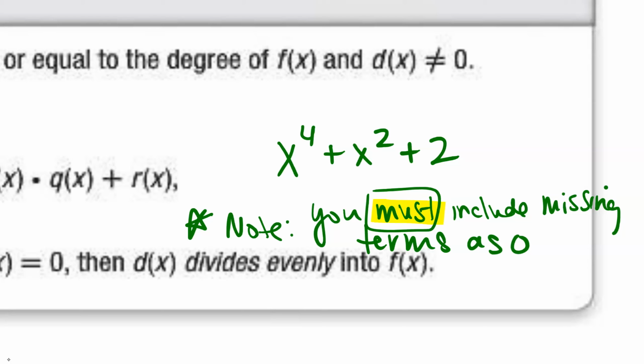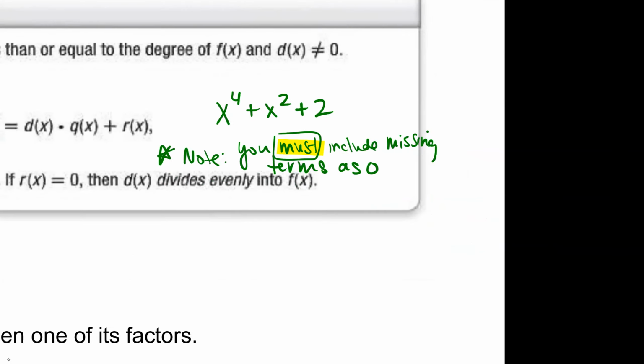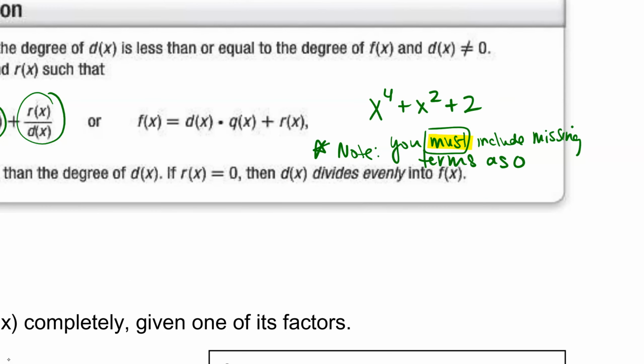You must include missing terms as 0. So for instance, we're missing the x to the 3rd term. If I was trying to divide by x minus 1, I would write x minus 1 here, and when I'm writing the dividend, the thing that we're dividing, I would write it as x to the 4th plus 0x to the 3rd plus x squared plus 2. I put a 0 coefficient because anything times 0 is 0, and I don't have an x to the 3rd term. You always want to go in order and take into account all of your exponents.